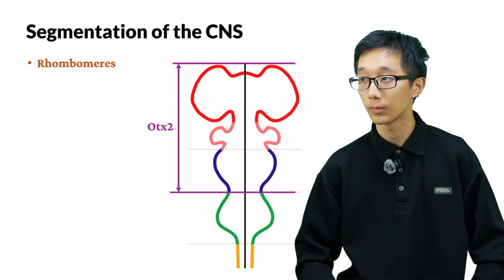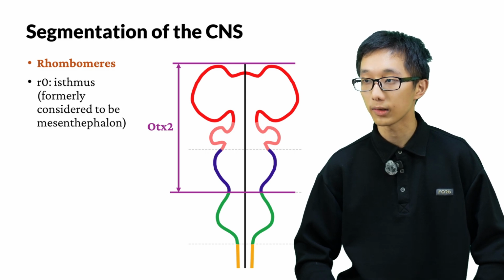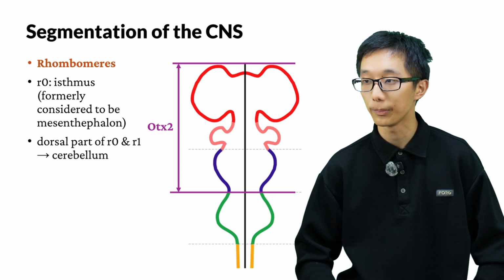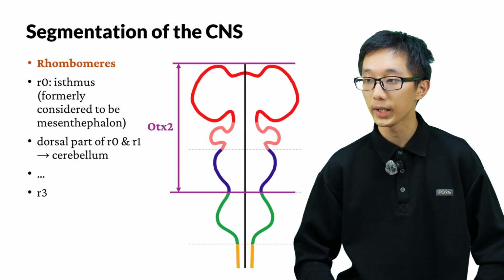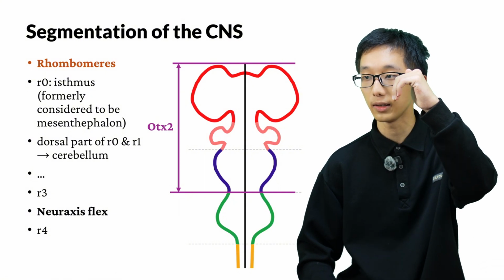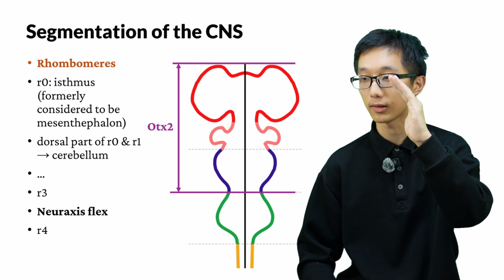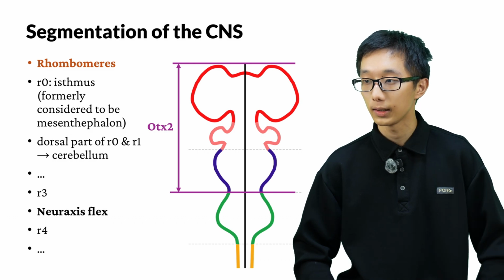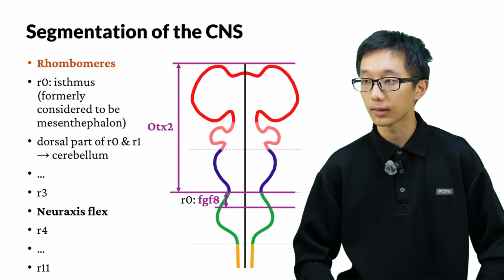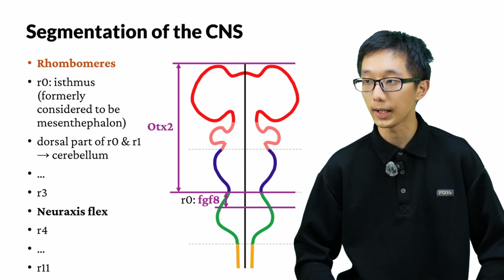The rhombencephalon is rather more complex. R0 is also called the isthmus. It was formerly considered to be part of the mesencephalon, but actually later verified to be the rhombencephalon. The dorsal parts of R0 and R1 help to form the cerebellum. Later, between R3 and R4, there's another neuraxis flex, though this flex is not like the previous one, which is very sharp. This flex is only a little bit milder. And finally, we get to R11. The gene expression here is like this. R0 is marked by the expression of FGF8.